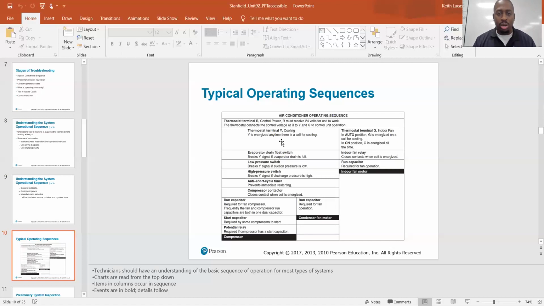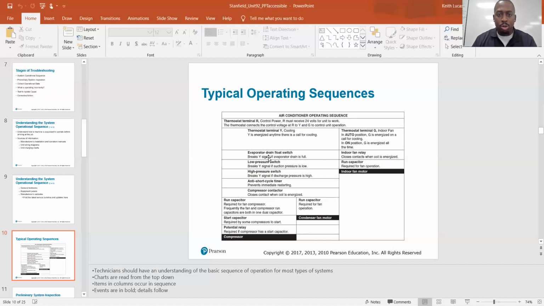So we know R is what? Our 24-volt supply. That's where we start. We know Y is our what? That is our cooling circuit. So we send 24 to Y and to G on a call for cooling. Y is energized anytime there is a call for cooling. Thermostat terminal G, indoor fan, in auto position. G is energized also in a call for cooling, but if you switch it to on, obviously the fan's going to run constantly. Then we move down to the next part of the sequence.